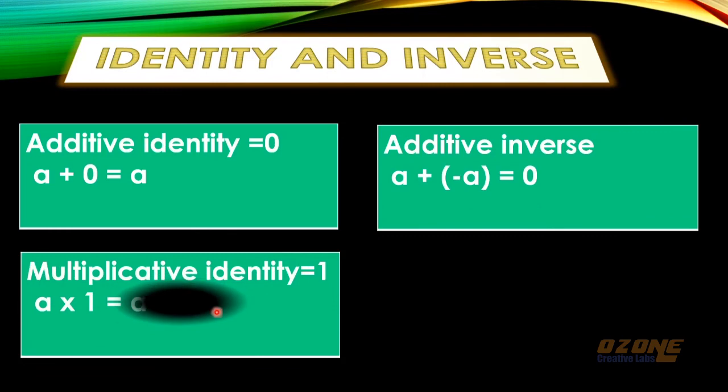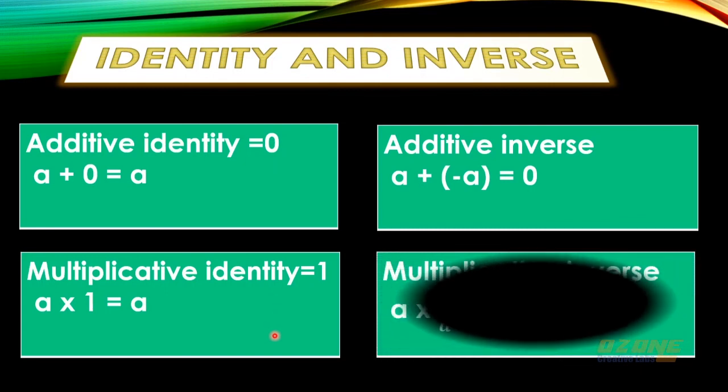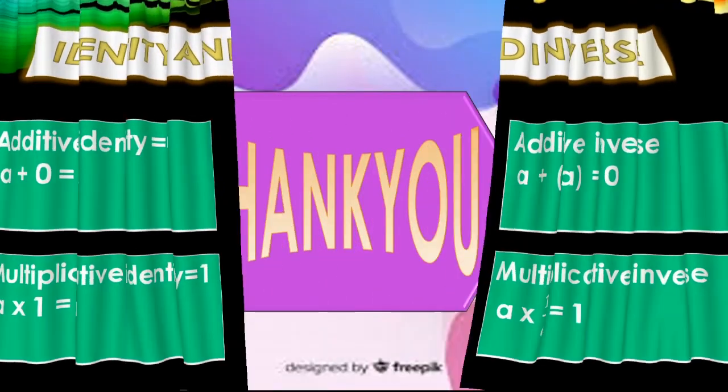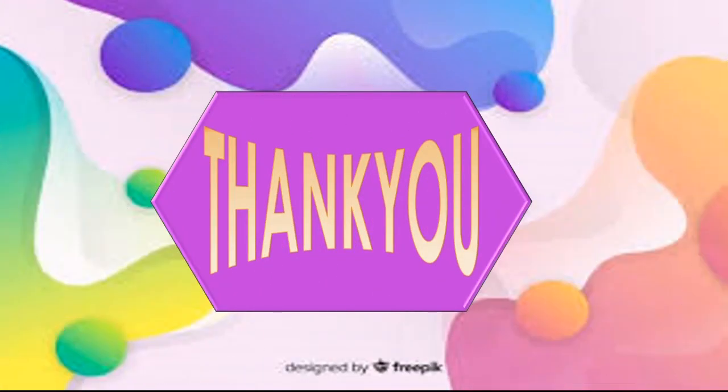Next, multiplicative identity. The multiplicative identity is 1, because for any number, if we multiply by 1 we get the same number. And the multiplicative inverse is its reciprocal. a into 1 by a is equal to 1. So the multiplicative inverse is the reciprocal of the given number. Thank you.